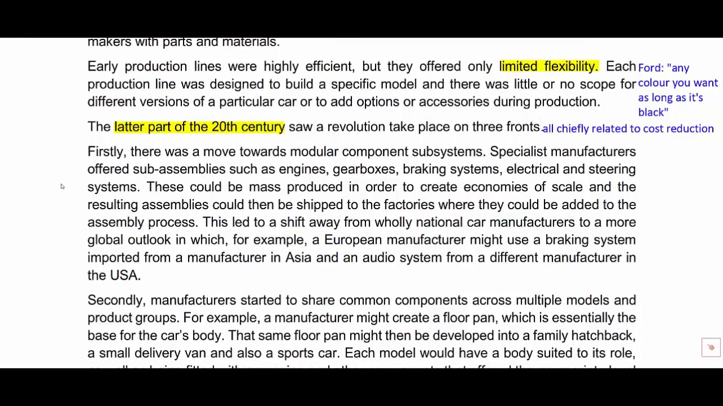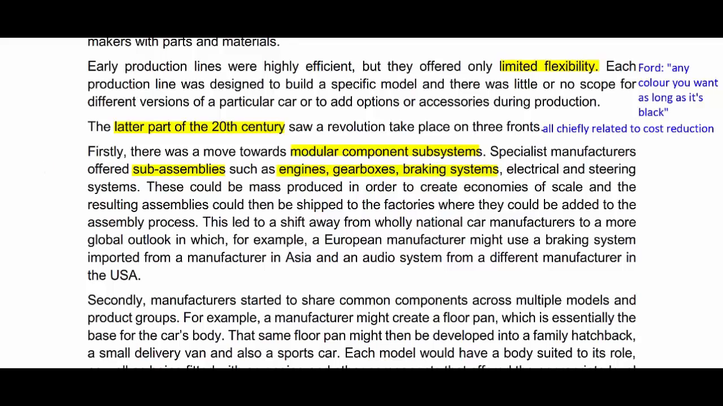So, firstly, there's a move towards modular component subsystems. So what are these? Well, there are specialist manufacturers springing up, and they're specializing in certain sub-assemblies. So they're taking many parts and combining them into these big sub-components you find in any car, such as engines, gearboxes, braking systems, etc.